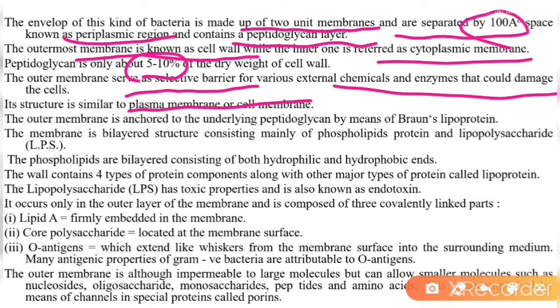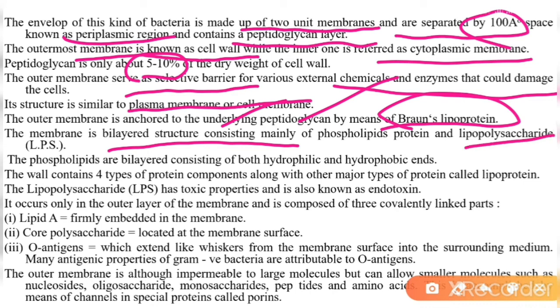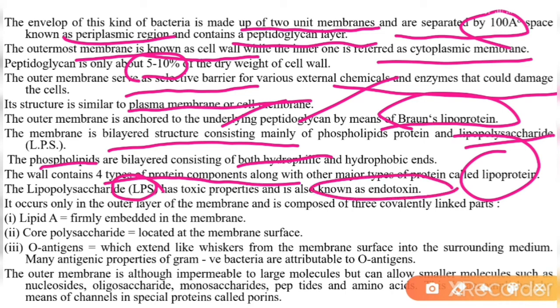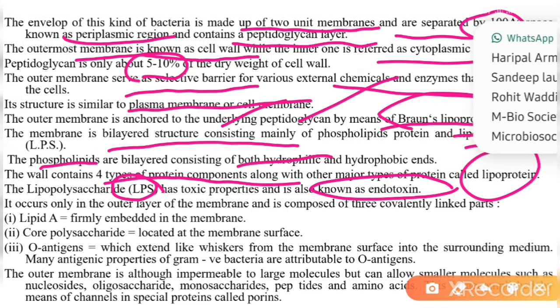The outer membrane is anchored to the underlying peptidoglycan by means of Braun's lipoprotein. The membrane is a bilayer structure consisting mainly of phospholipids, proteins and lipopolysaccharide. The gram-negative bacterial cell wall is a three-layered structure, in which the phospholipid bilayer has both hydrophilic and hydrophobic ends. The wall contains 4 types of protein components along with the major protein known as lipoprotein. The lipopolysaccharide, called LPS, has toxic properties and is also known as endotoxin. So lipopolysaccharide is endotoxic in nature. It mainly causes fever.